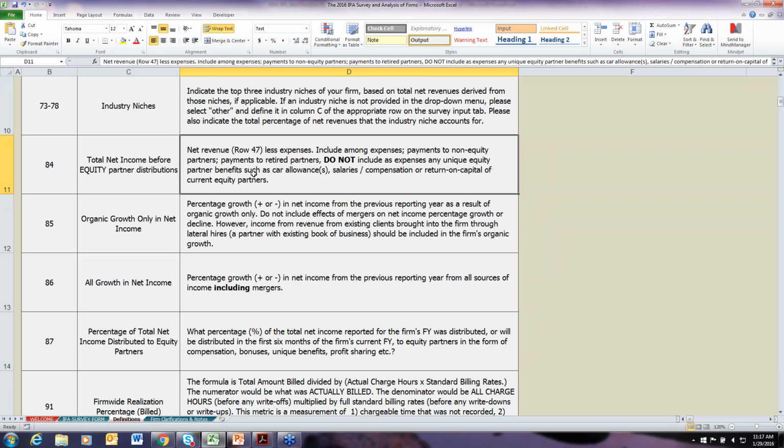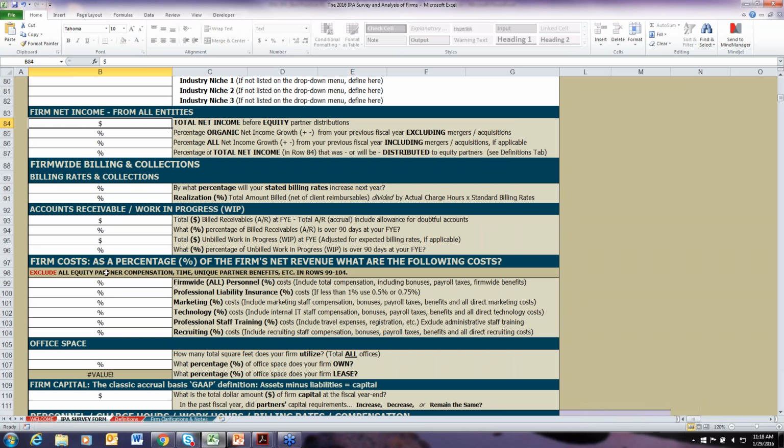This is your net revenue number that you put into row 47 less all expenses. Include among the expenses payments to non-equity partners, payments to retired partners, but don't include any unique equity partner benefits such as car allowances, salaries, compensation, or return of capital for current equity partners. Be sure, if you have any questions along the way, to keep jumping back to this definitions tab.